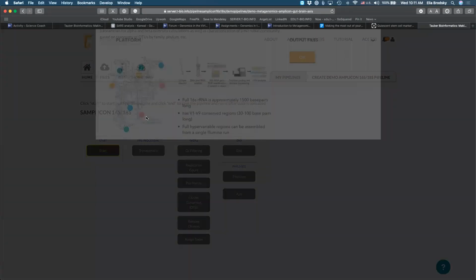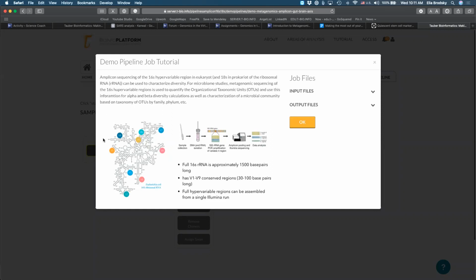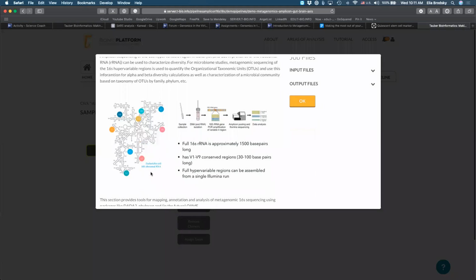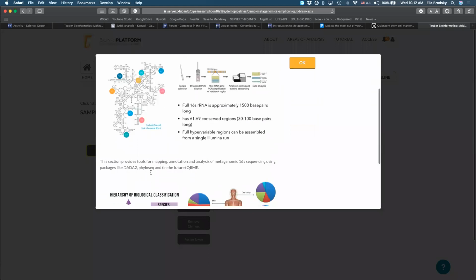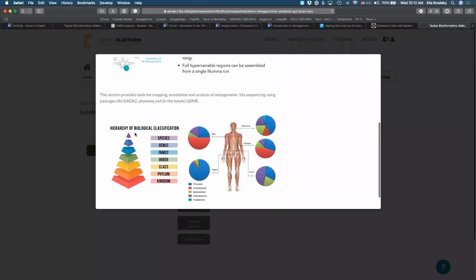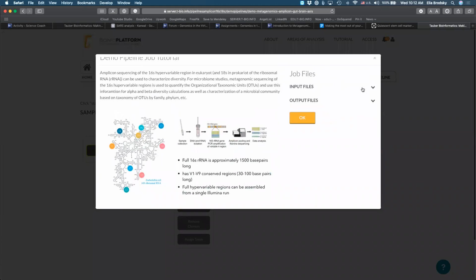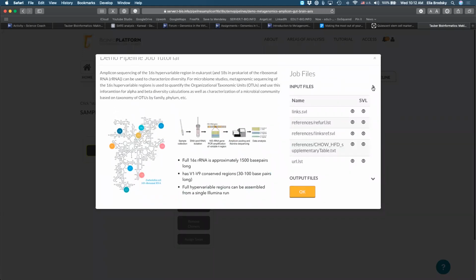If you click on start here, you will see how we already discussed the 16S ribosomal RNA and specifically the V4 hypervariable sequencing, right? And then here we have the hierarchy of biological classification. So our objective is to take in a number of samples. Let's take a look at what samples we actually have. If all of you can download references chow HFD supplementary tables, just click on this arrow, not on this one, on this one.